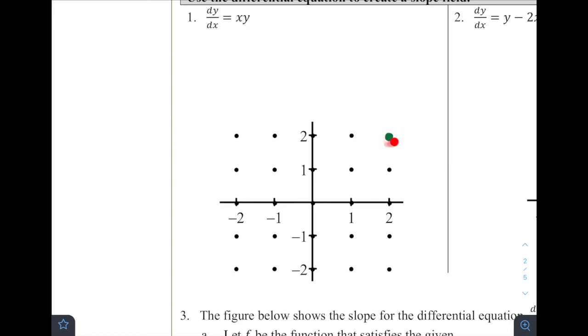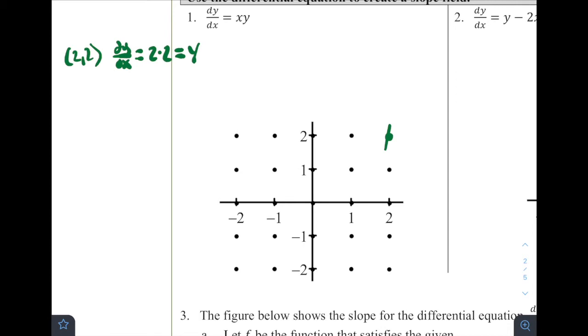This is the point positive 2, 2. So what am I being asked to do? Well, at that specific point, if I do 2, my point is 2, 2, dy dx is the x value times the y value. So that's going to be 2 times 2, which is 4. Now, this doesn't have to be exact, but I'm going to try to draw a little slope line that's like a slope of 4. That's something close to that.